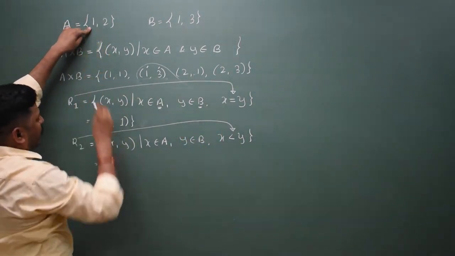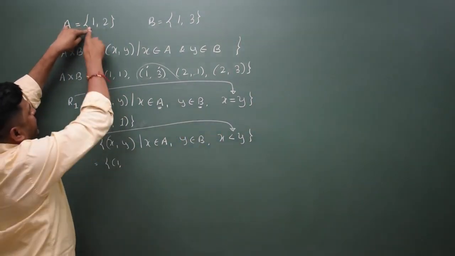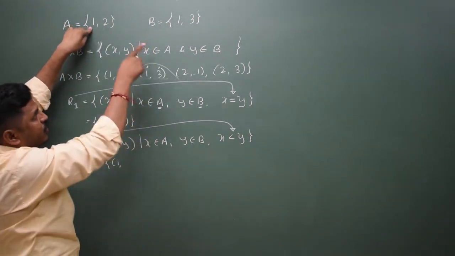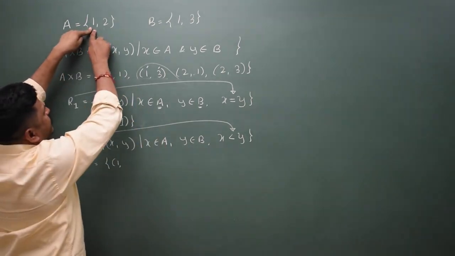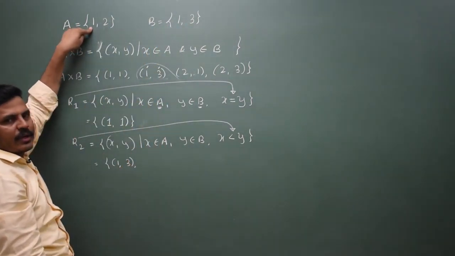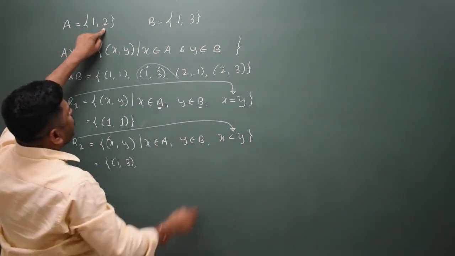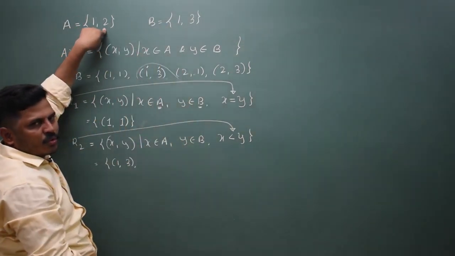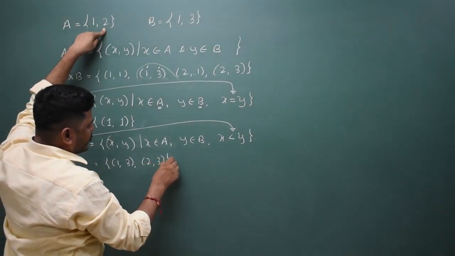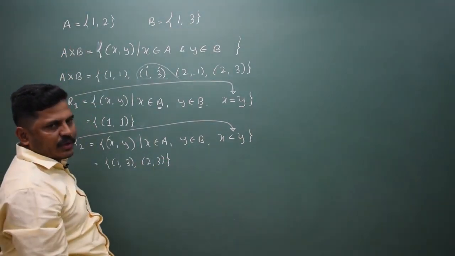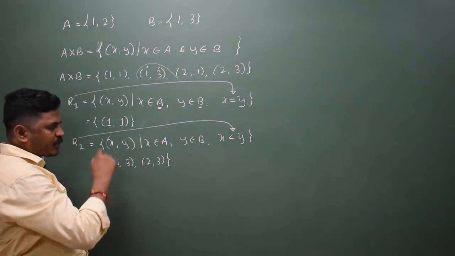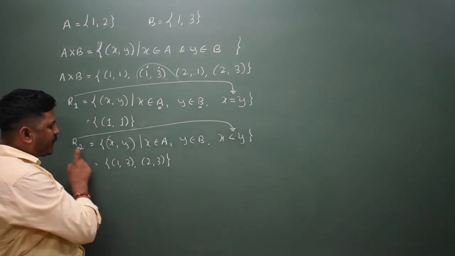Can I select 1 from the first set? Is 1 less than 1? No, then 1 is not related to 1. Is 1 less than 3? Yes, 1 is less than 3, so 1 is related to 3. Is 2 less than 1? No, 2 is not related to 1. Is 2 less than 3? Yes, 2 is related to 3. So 1 is related to 3 and 2 is related to 3. These are the 2 elements in R2.